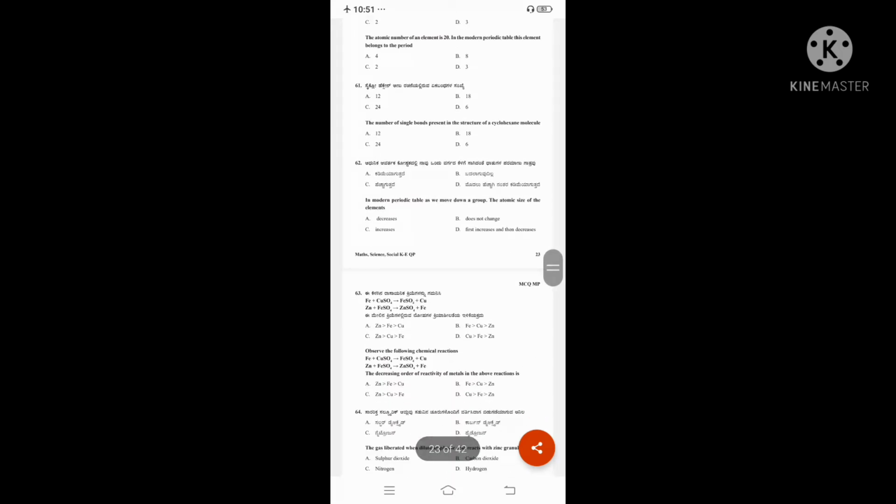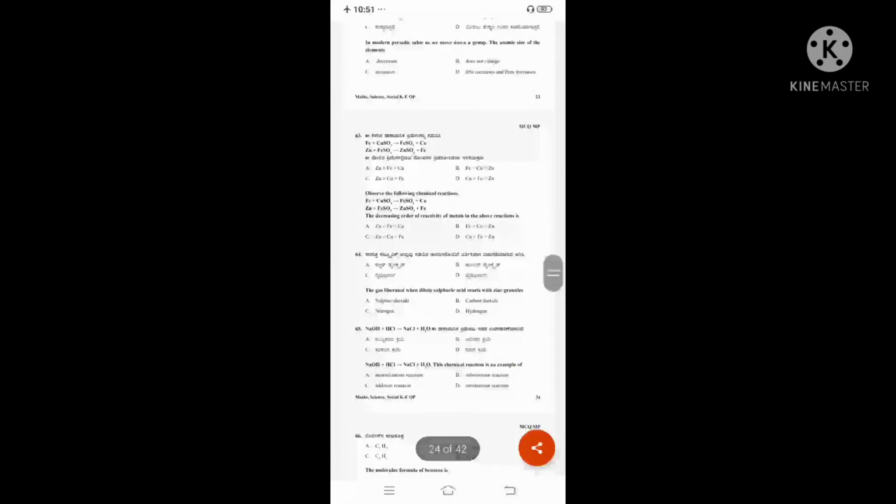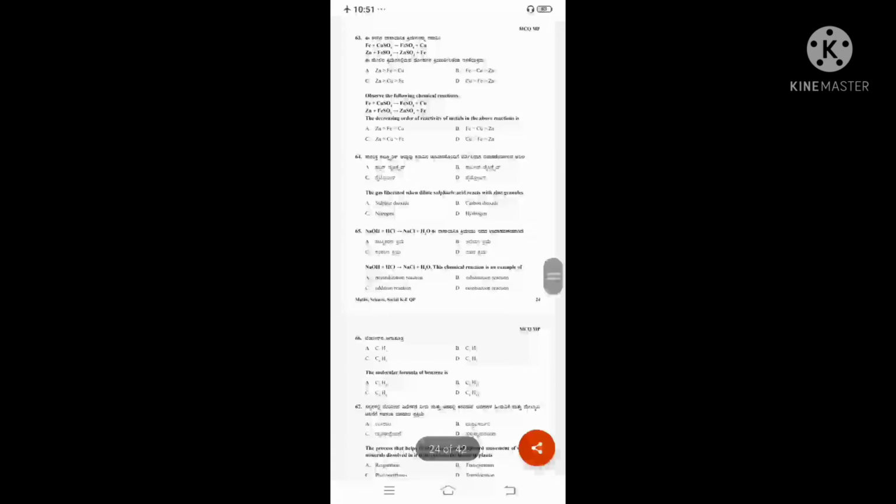So next, the number of single bonds present in the structure of cyclohexane molecule, that is C6H12. So it is going to have 12 bonds. Next, in the modern periodic table, as we move down the group, atomic size increases, and along the period it decreases. So option A is the correct answer.